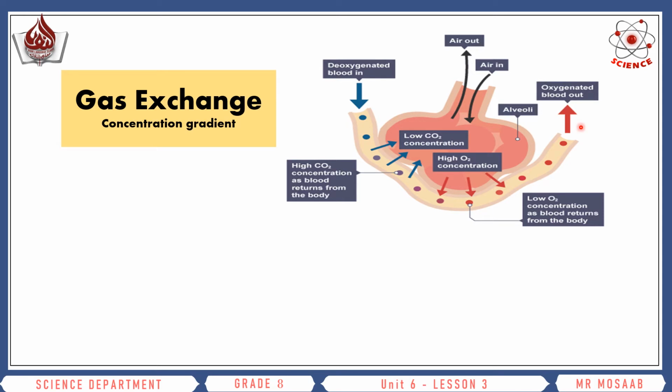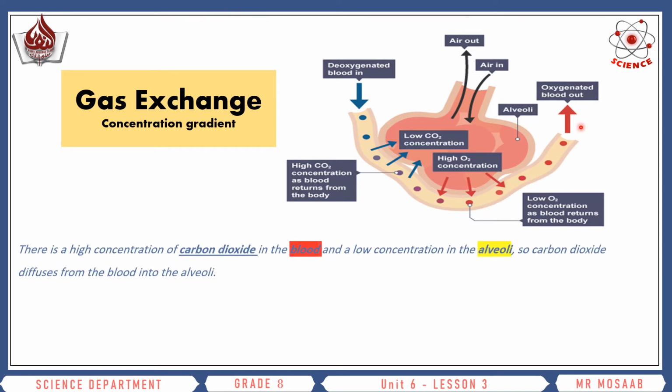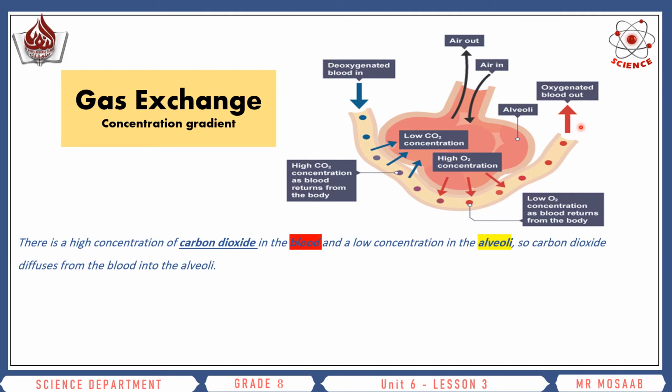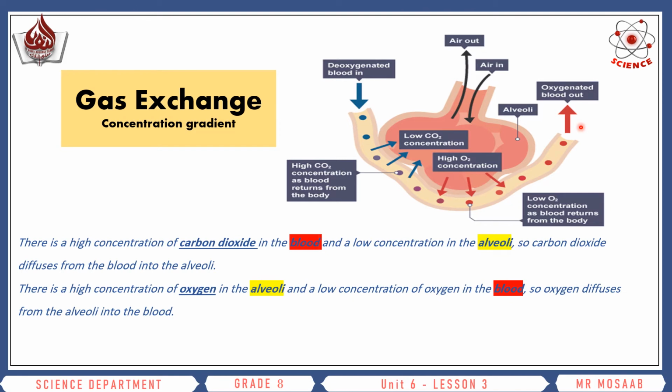So what can we conclude? We conclude that there is a high concentration of carbon dioxide in the blood and a low concentration in the alveoli. So carbon dioxide diffuses from the blood into the alveoli. What about oxygen? There is a high concentration of oxygen in the alveoli and a low concentration of oxygen in the blood. So oxygen diffuses from the alveoli into the blood.